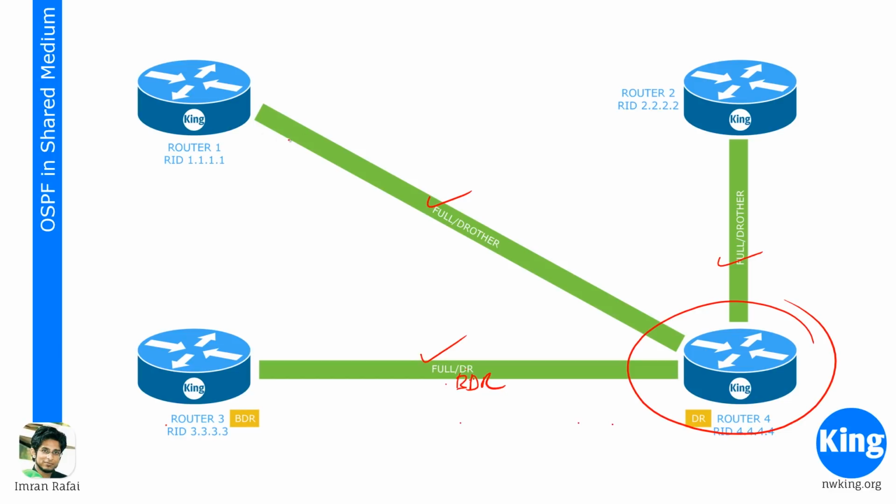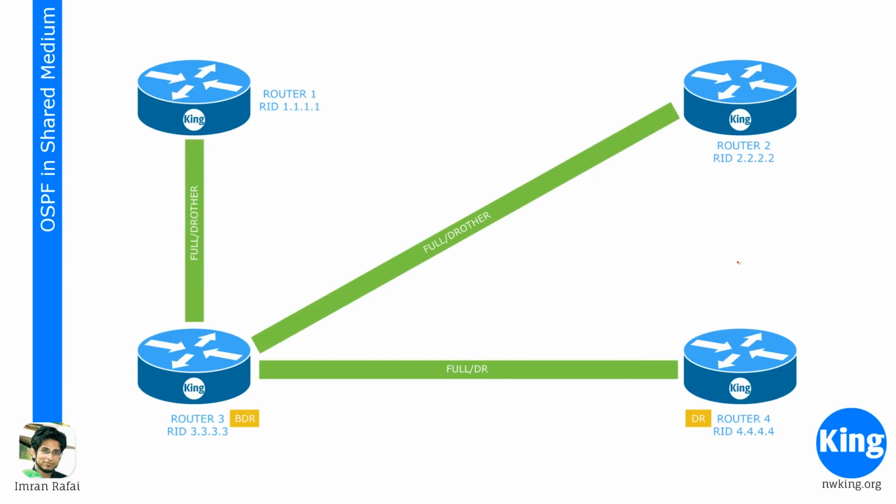So it's DR other. In this case, router 2 is also DR other, right? So these are in full. As we see, all of them are full. Similarly, if you're looking at it from router 3's perspective, this is right. It's full and the other device is a DR. It's full, the other device is a DR other. It's full, the other device is DR other.